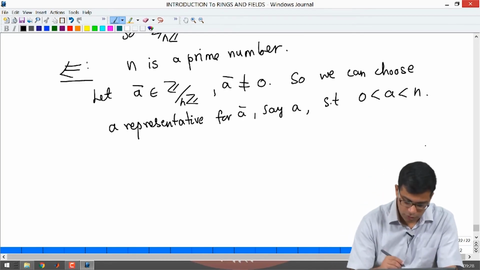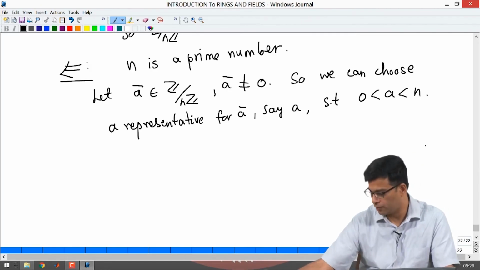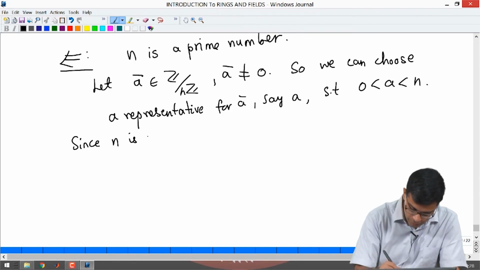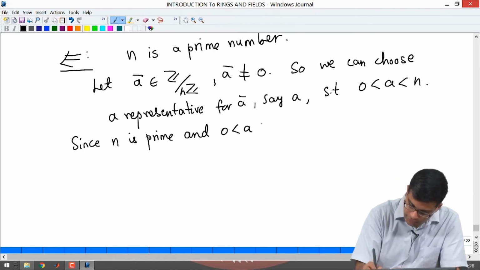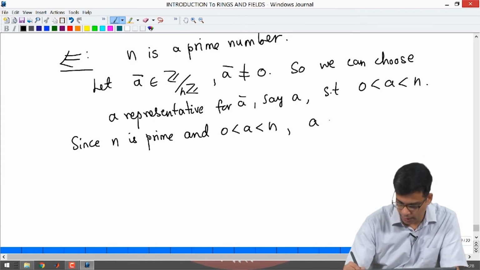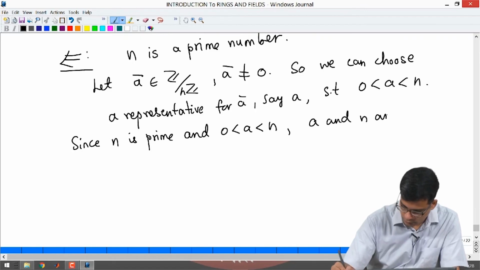So, now I am going to recall for you a property of prime numbers. Since n is prime and a is a positive number strictly less than n, a and n are co-prime or relatively prime. Okay.